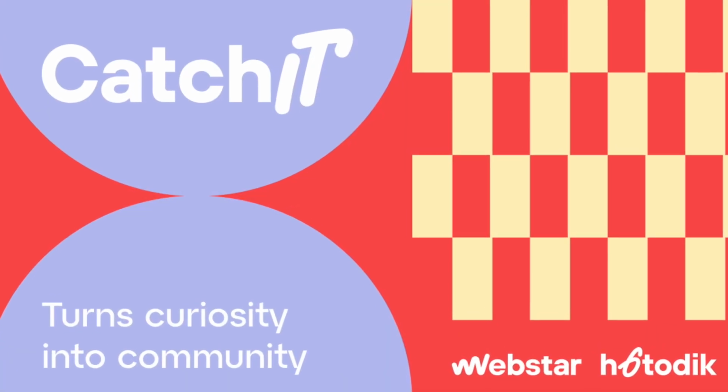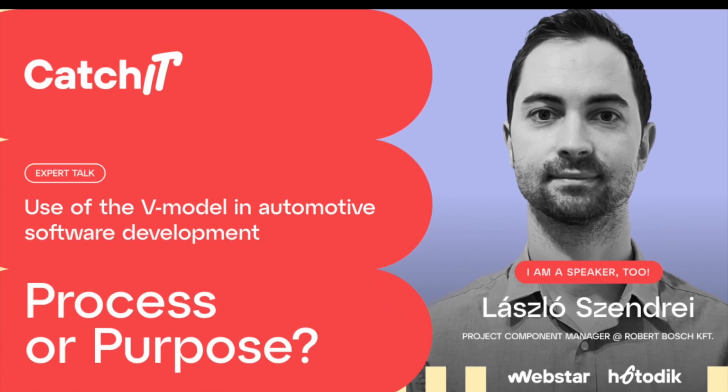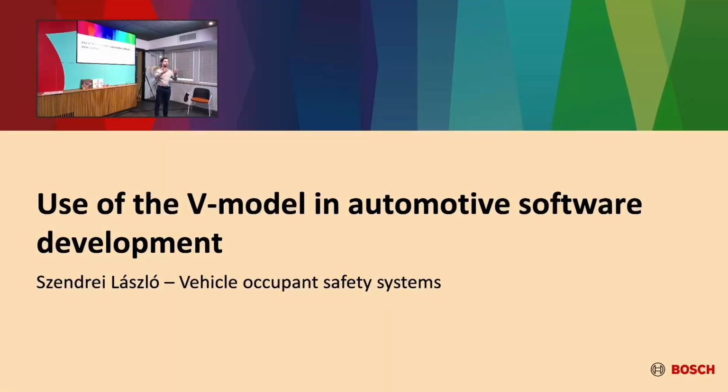So yes, I'm going to talk about the V model and how we use it in the automotive industry for software development. But in general, we are developing systems, as you see, vehicle occupant safety systems.